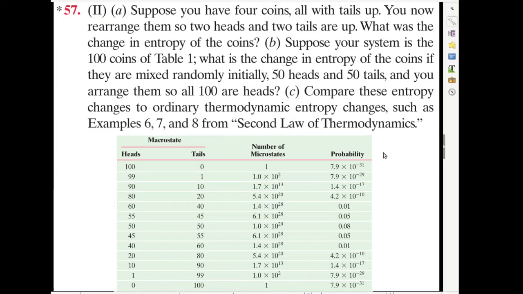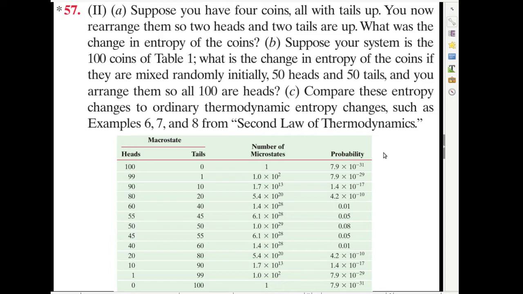Hello everyone. So this video is about two problems from chapter 20, and we are going to start with problem 57. So here in part A, suppose you have 4 coins, all tails up. You now rearrange them so 2 heads and 2 tails are up. What was the change in the entropy of the coins?